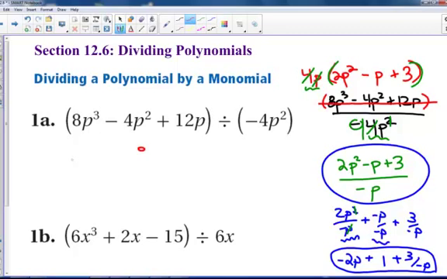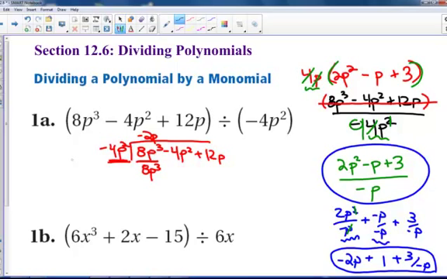So if I do 8p cubed minus 4p squared plus 12p, and then divide by negative 4p squared, we're trying to figure out how many times negative 4p squared goes into 8p cubed. So negative 4p squared times what gives 8p cubed? That'd be negative 2p. So when I multiply negative 2p times negative 4p squared, I get 8p cubed. And then with long division, you subtract and get 0.